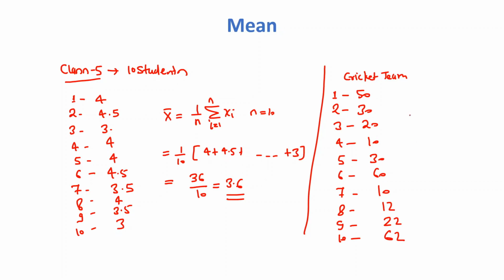So how do we calculate the mean? Just like the earlier formula, we can use 1 divided by 10. Here the total number of samples or observations we have is 10, then 50 plus and so on until 62, then we calculate the addition. So this is coming 306, right? 306 divided by 10. So we can say that the average score of the team is 30.6.